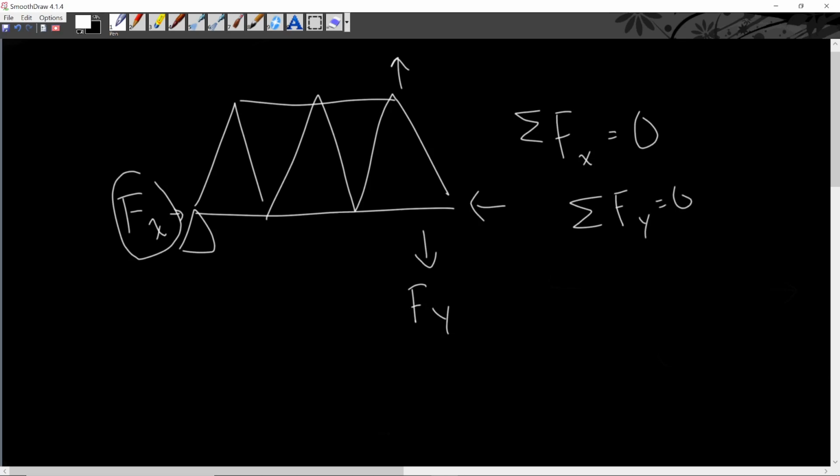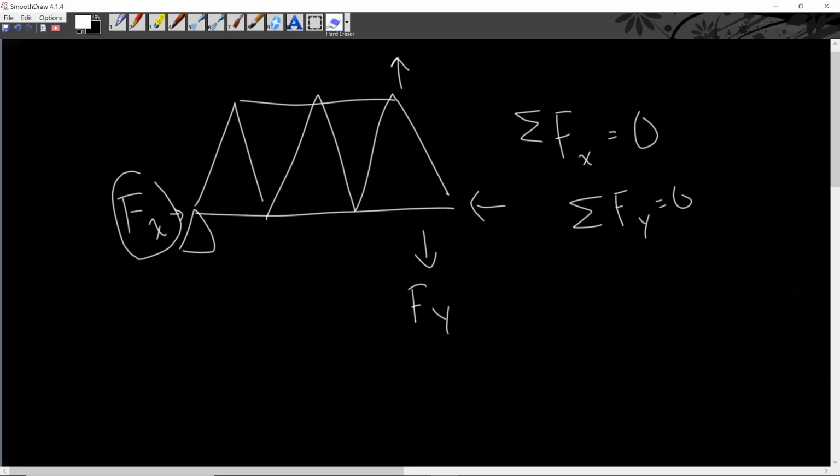We do not want it to move left or right, so we account for all the forces pushing the truss to the left and all the forces pushing the truss to the right, so that those sum up to 0. And then we focus on the forces pushing the truss up, positive in the y direction, and then negative in the y direction, and those should cancel out. So the sum of the forces in the y direction and the sum of the forces in the x direction should equal 0.